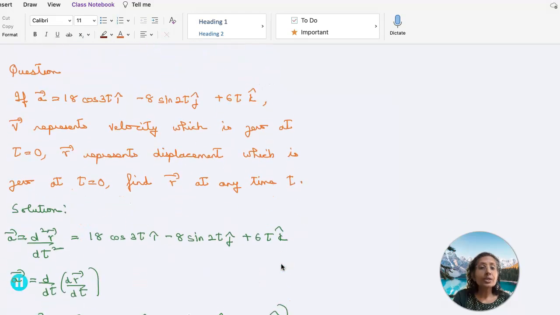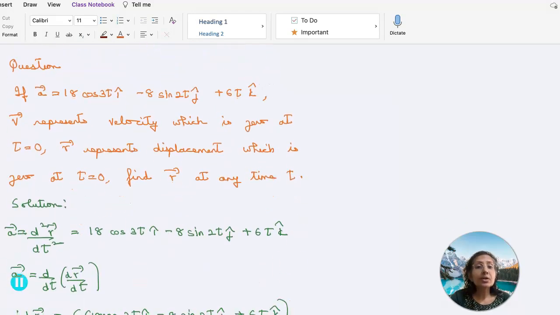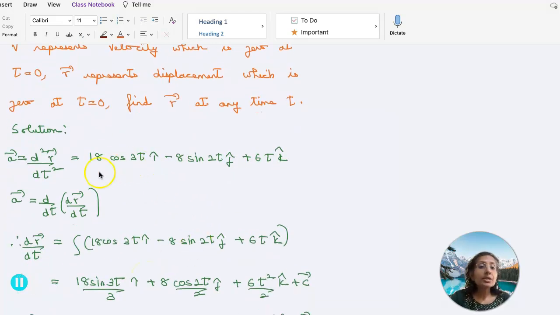Coming to the next question, if a equals 18 cos 3t i minus 8 sin 2t j plus 60 k, v represents the velocity which is 0 at t equals 0, r represents the displacement which is 0 at t equals 0, find r at any time t. So a we know is d2r by dt squared, which is 18 cos 3t i minus 8 sin 2t j plus 60 k, and a is, what is a?